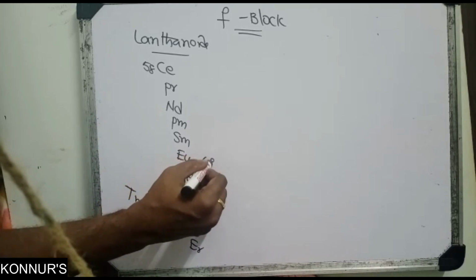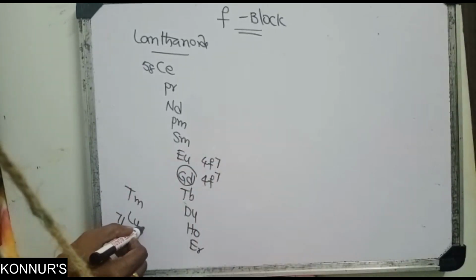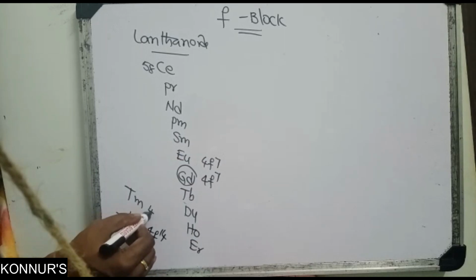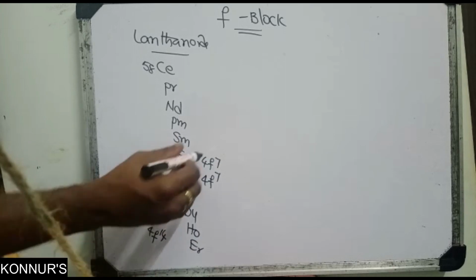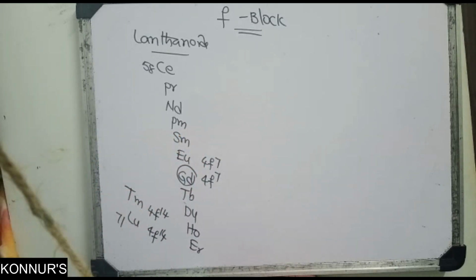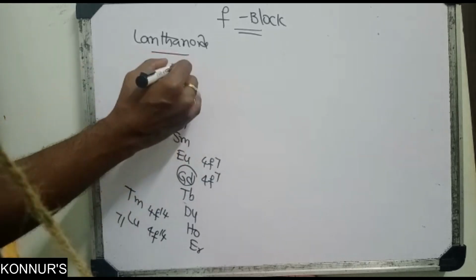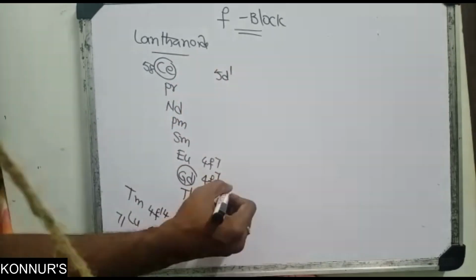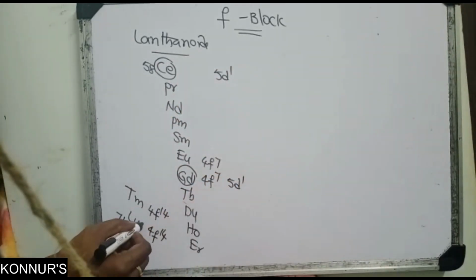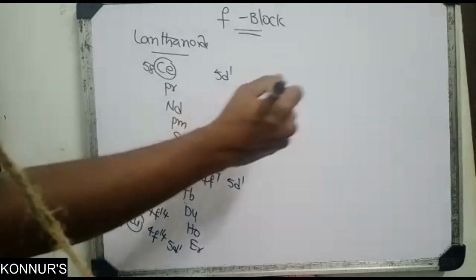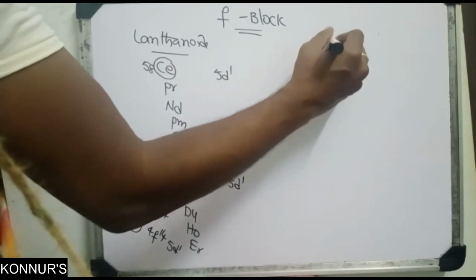Europium also 4F7. Next, here it is what? 4F14. Here also 4F14. So these two are half filled, two are fully filled. Next, here cerium and gadolinium. Here what? 5D1. 5D1. So lutetium also 5D1. So electronic configuration is very important in this. Next, actinides.